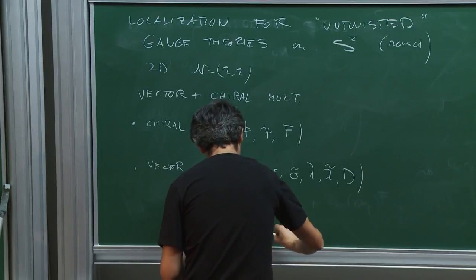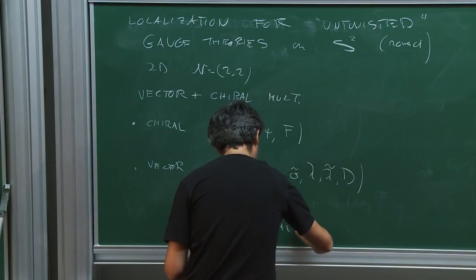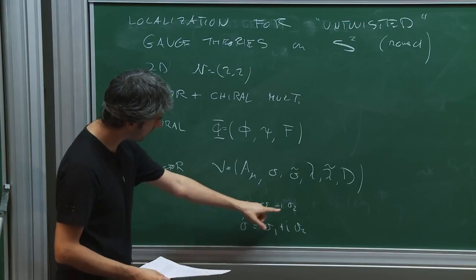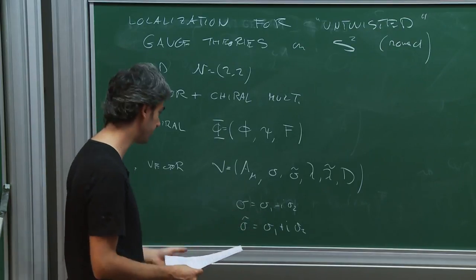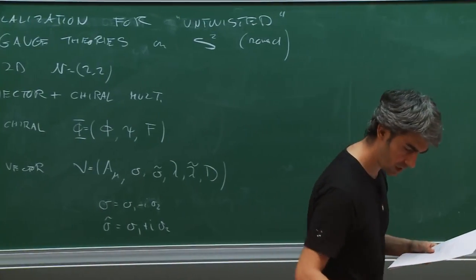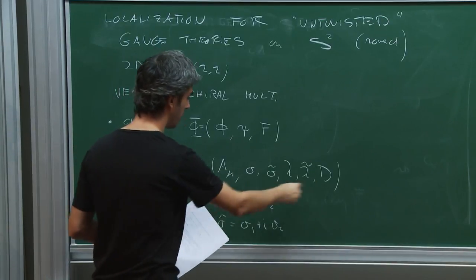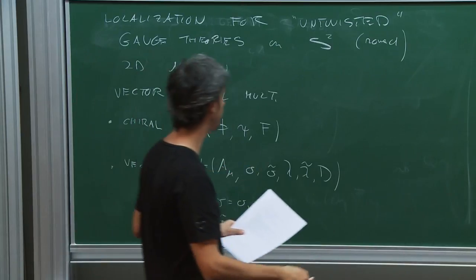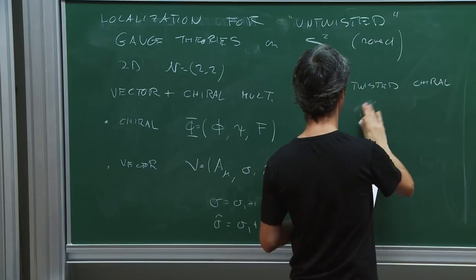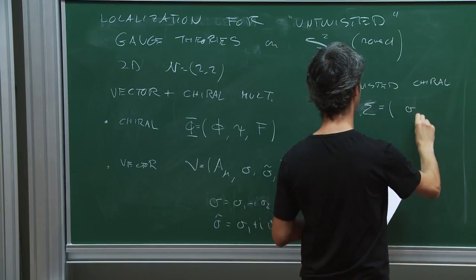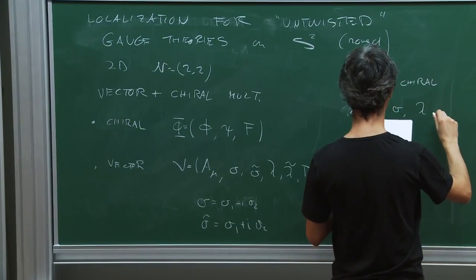And then sigma tilde is sigma 1 minus i sigma 2. However, in Euclidean signature, sigma 1 and sigma 2 are complex, so these are independent before we specify a contour. It turns out that one can repackage the fields of the vector multiplet into a twisted chiral multiplet that I will call sigma. The bottom component is this scalar, and the other components contained in here are essentially the gaugini.